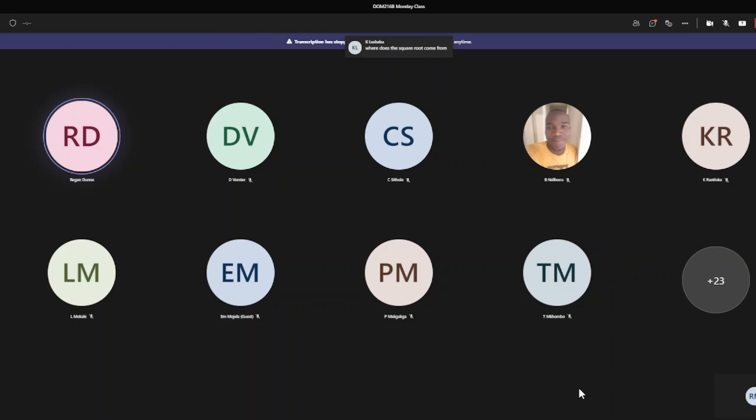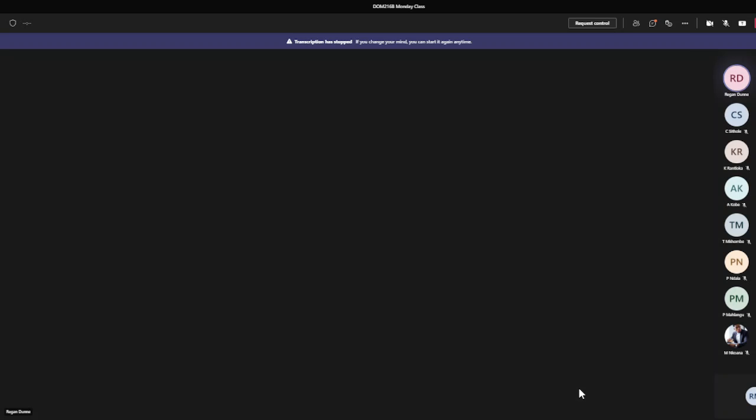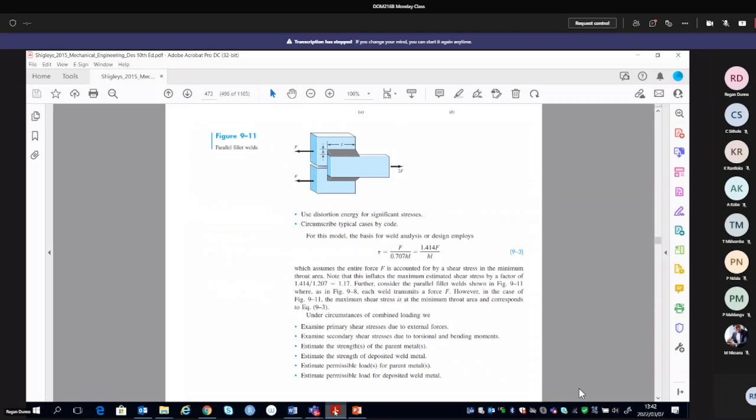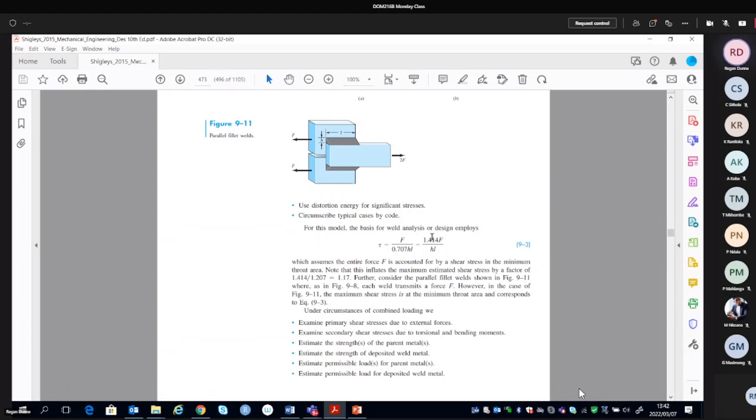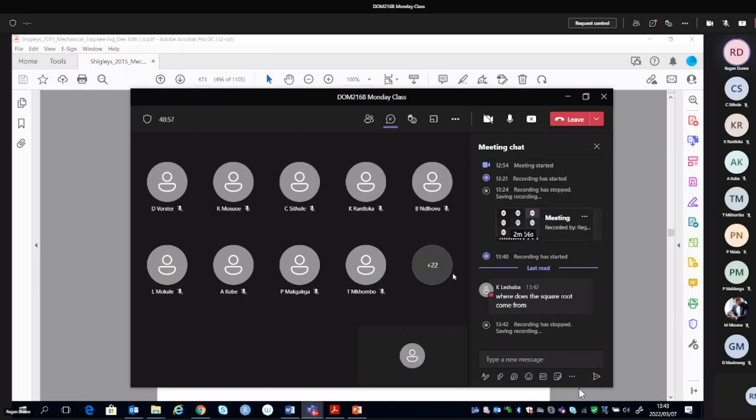Any questions? Yes, someone asked, where does the square root come from? As explained, the square root of 2 is the same as 1.414. If you put the square root of 2 into a calculator, you get 1.414. So the solution is just writing it as square root 2 F over HL instead of 1.414 F over HL. Hope that explains. Any other questions?